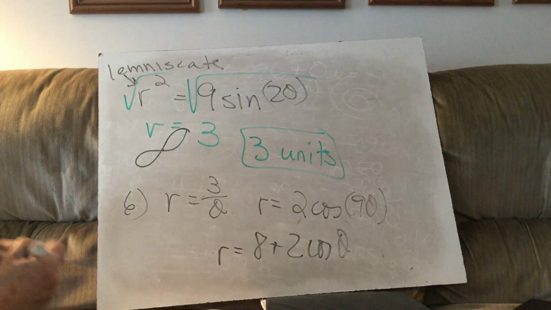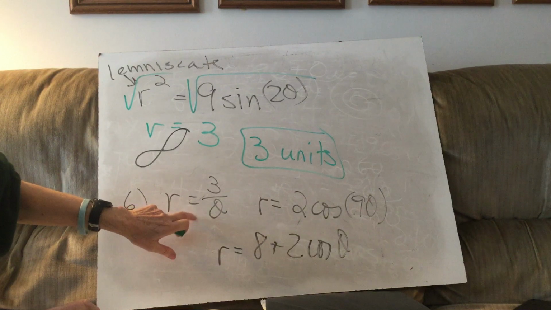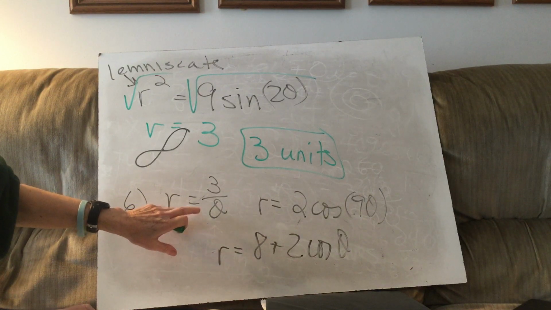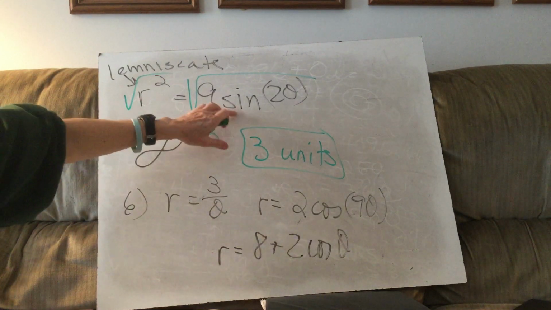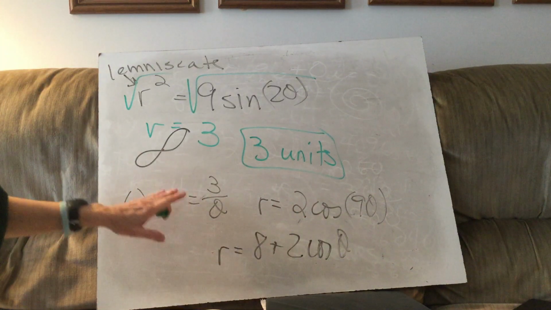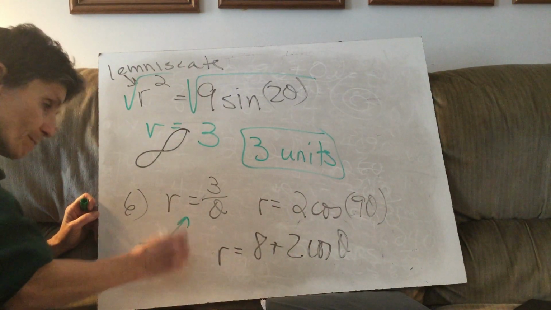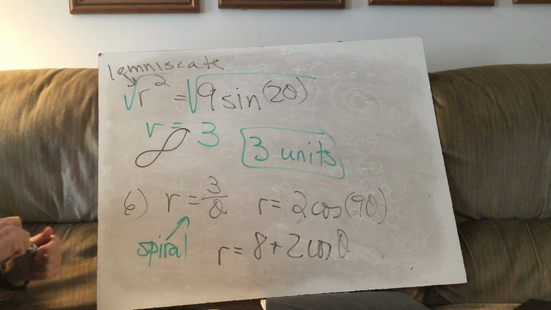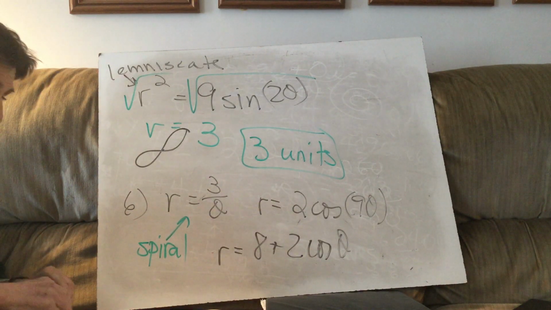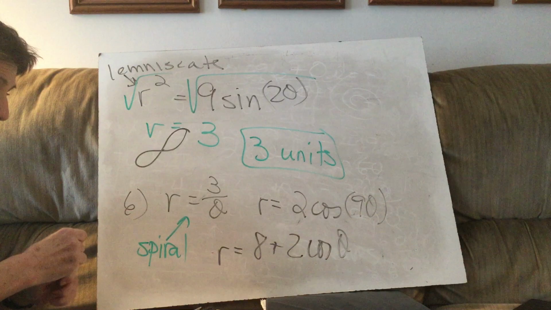Now, I want you to stop a minute. Take a look at this first one right here. Do you see how it does not have a sine or a cosine in it? This is a spiral. This is not a rose. It is a spiral. If you don't have a sine or a cosine, you're a spiral.